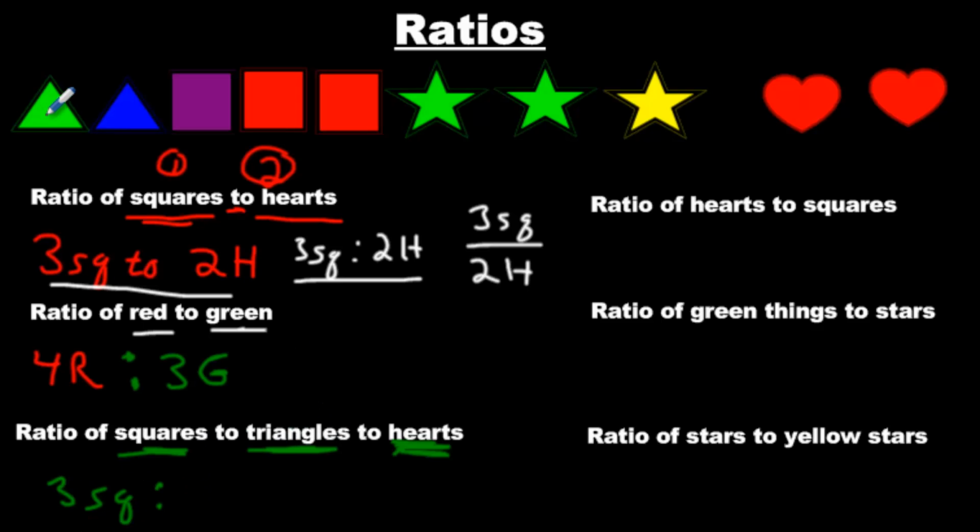The triangles, I have 2 triangles, 2T. And then hearts are last. We have 2 hearts. We're done. This is how you do this. That's how you express it.